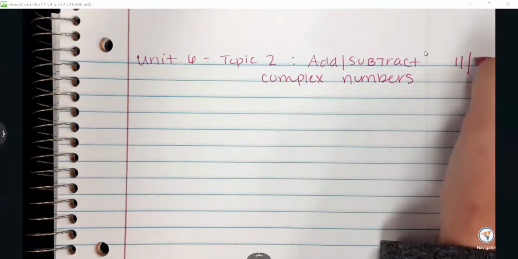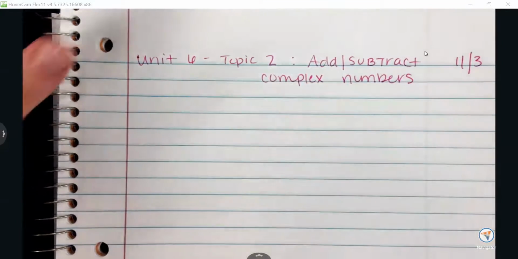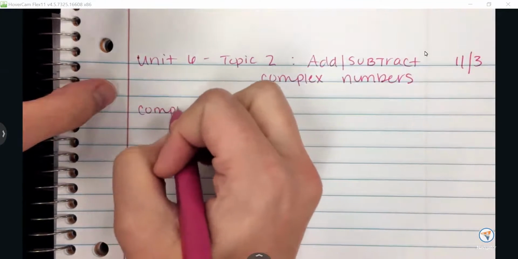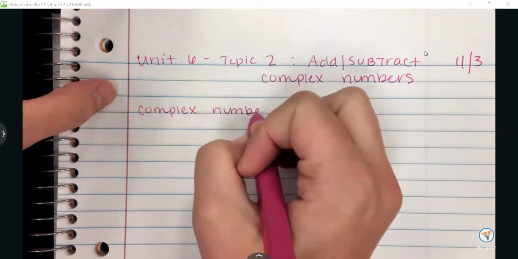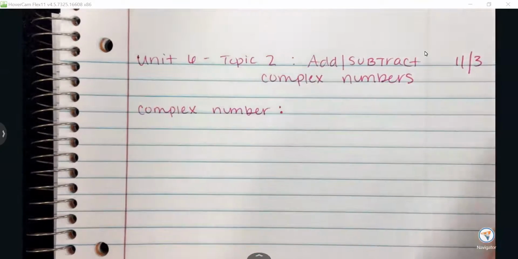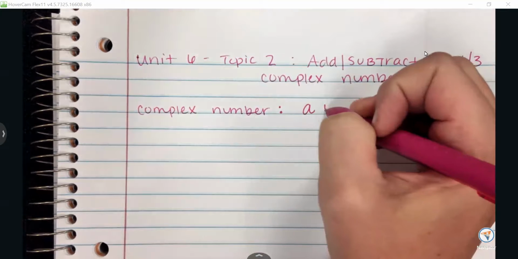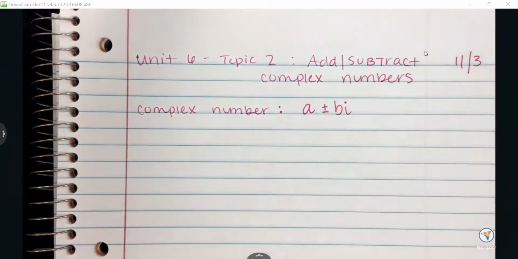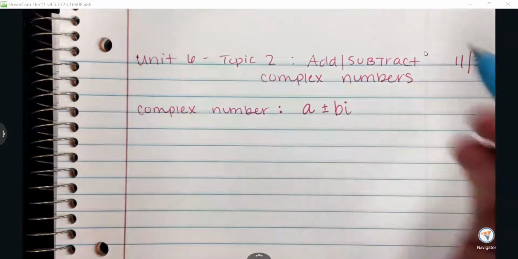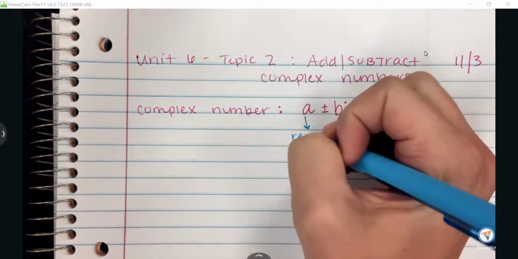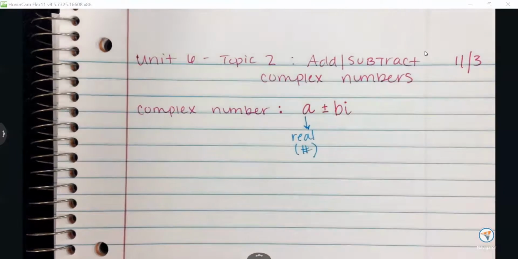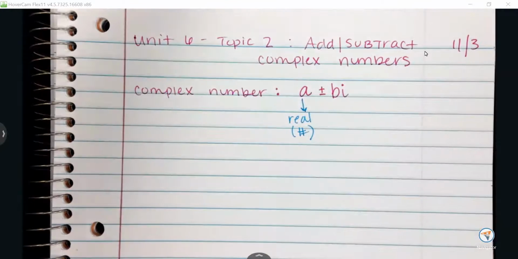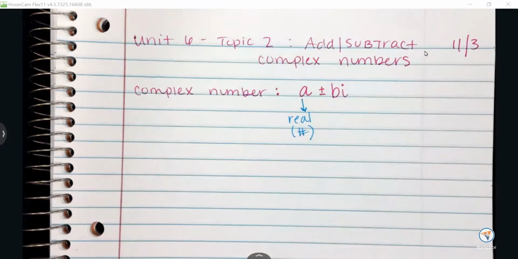So before we can add and subtract complex numbers, we need to know what is a complex number. A complex number has two pieces. It is in the form A plus or minus BI. We have what is called the real part. That's A. The real part's just a number. That's your A value. So a number like 4, 3, -7, 5 halves. Those are all real numbers.